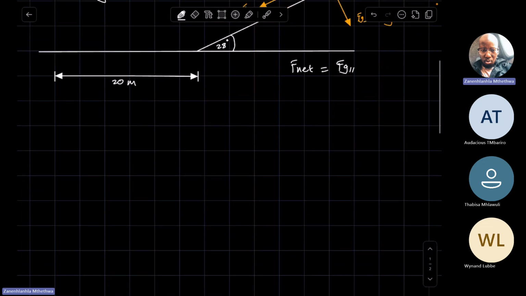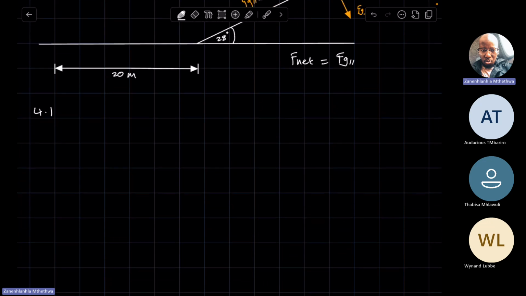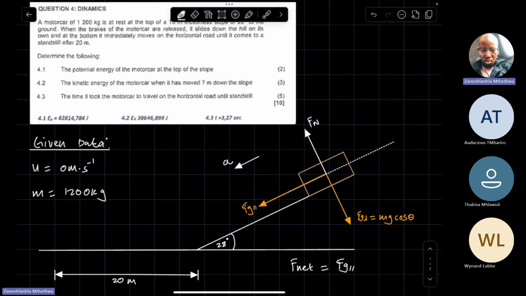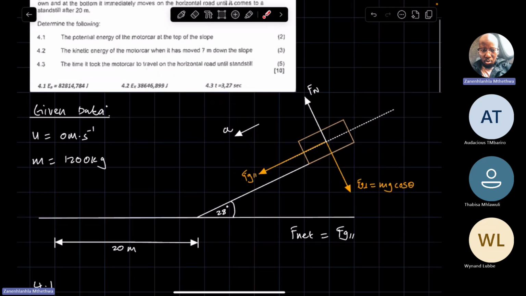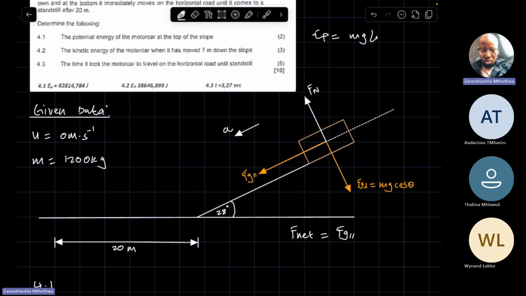Now let's look at 4.1. So we're going to do all of them. 4.1: calculate the potential energy of the motor car at the top of the slope. All right, we know EP in general is equal to mgh. What determines the magnitude of EP is essentially h. The mass remains constant, g is always constant. So this is the only quantity that can change.